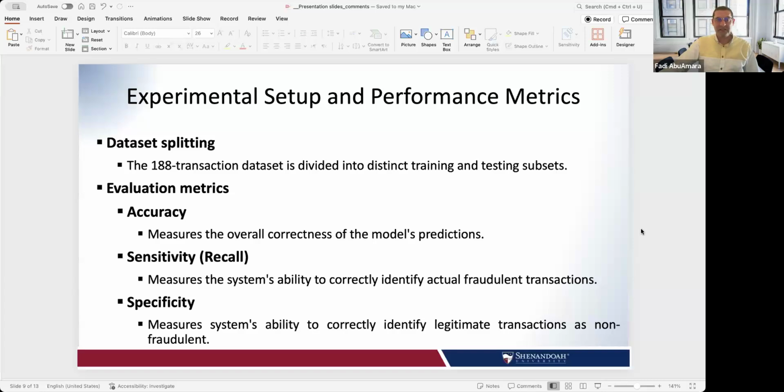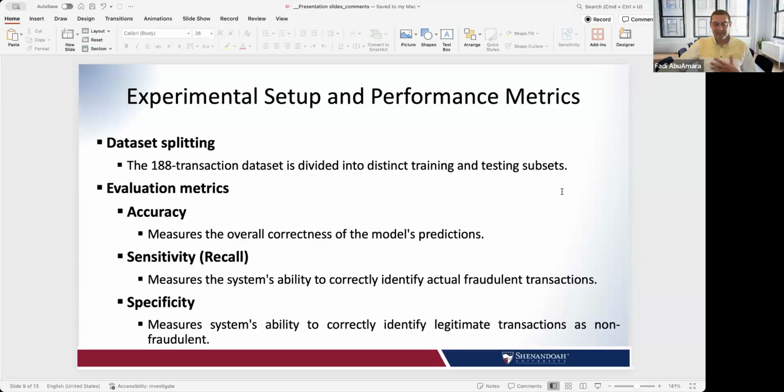Let me now discuss the experimental setup and performance metrics. First, the dataset itself is split. The dataset consists of 188 transactions. We divided this into training and testing. Why? This allows the proposed model to learn from one portion of the data and to be evaluated on the unseen portion of that data.